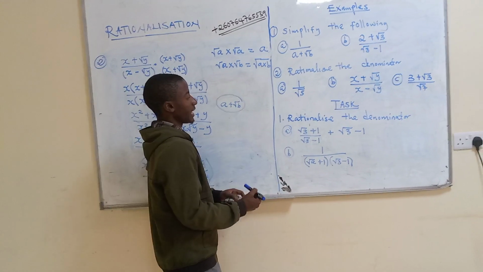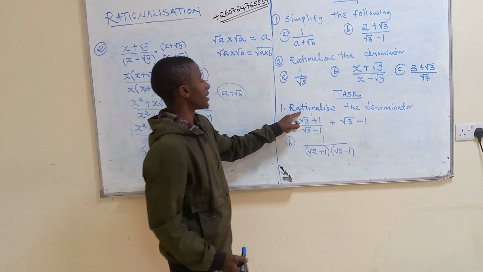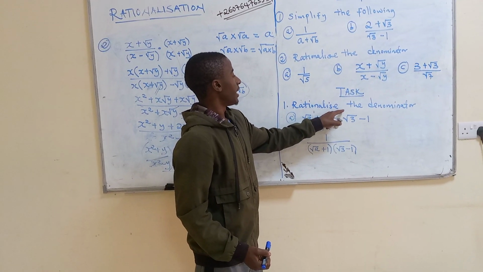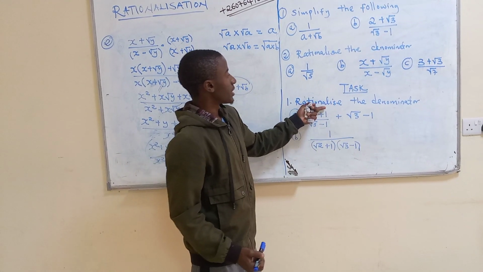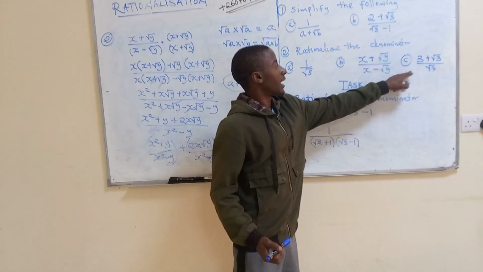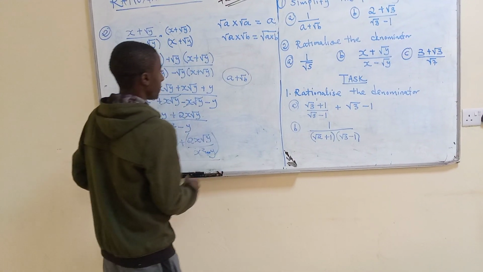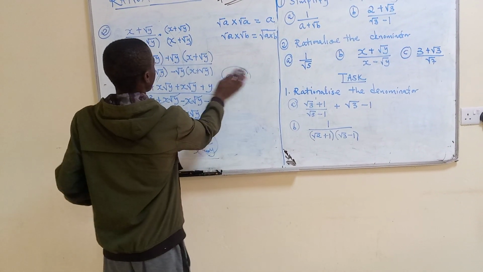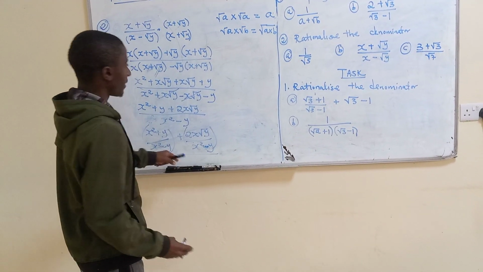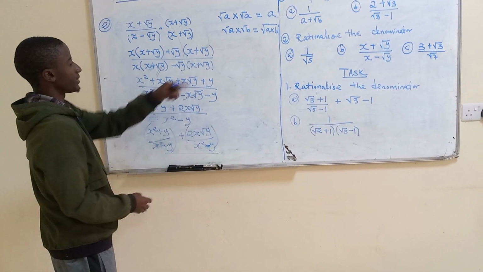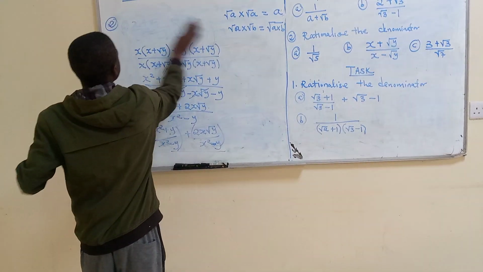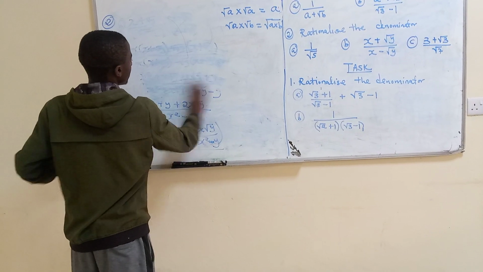So here we have the task where they are saying rationalize the denominator. But before we go to the task, we have another example. Let's first deal with that example. That's when we're going to proceed.